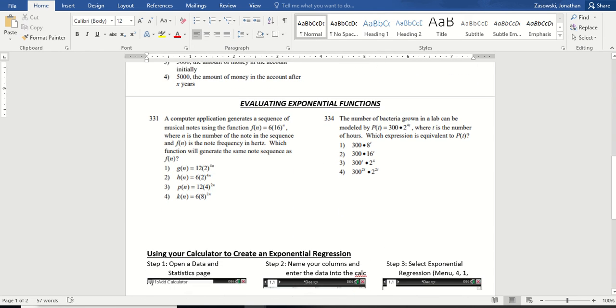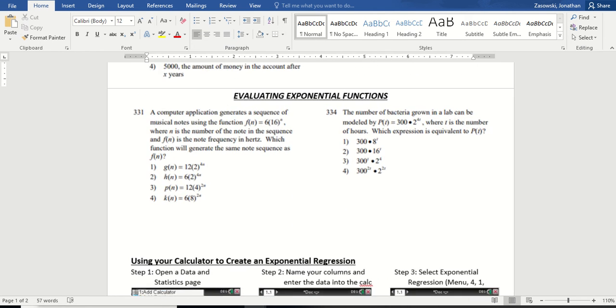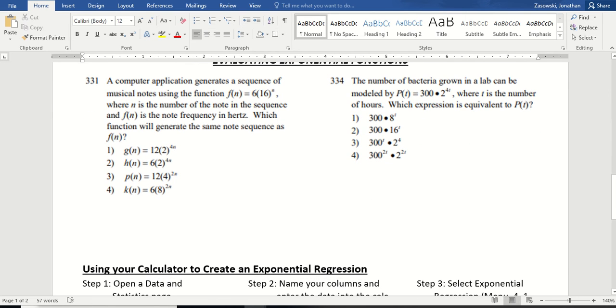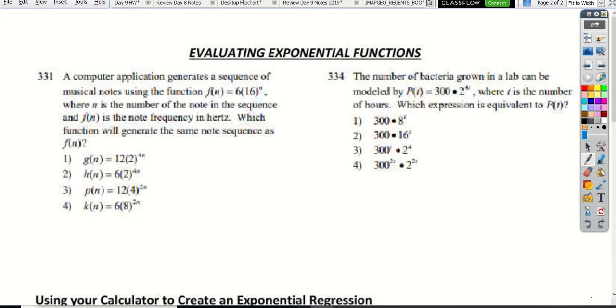Evaluating exponential functions. So if we have a computer here that generates the sequence of musical notes, where n is the notes and f of n is the frequency, which function will generate the same note sequence as this? So this is the same thing. What we want to do here is essentially look at the number inside the parentheses, okay? And how can we rewrite that number as one of these numbers instead?